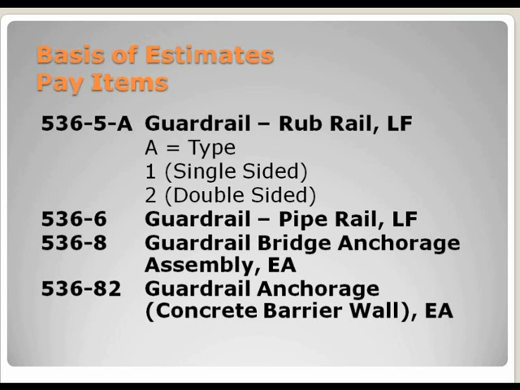Under 536-6, guardrail, pipe rail, linear feet. Then you have 536-8 for bridge anchorage assembly. Those are per each. And then 536-82, guardrail, anchorage, concrete barrier wall. Those are also per each item.